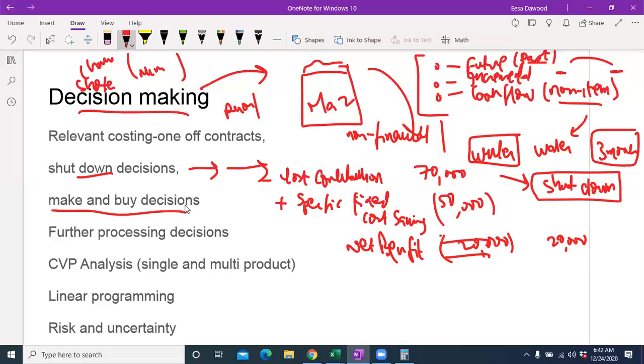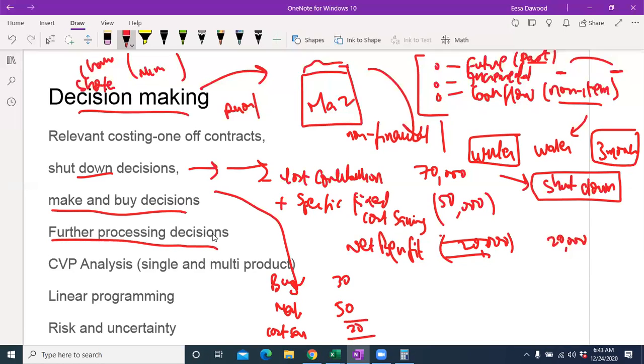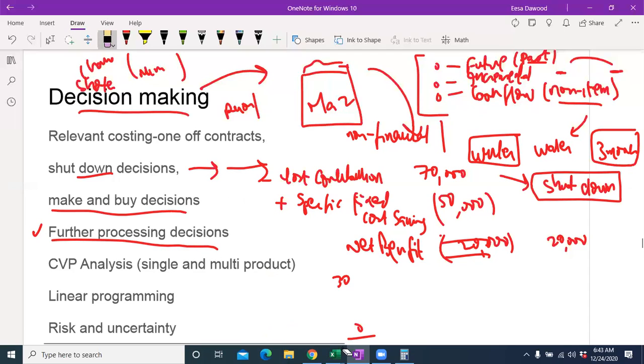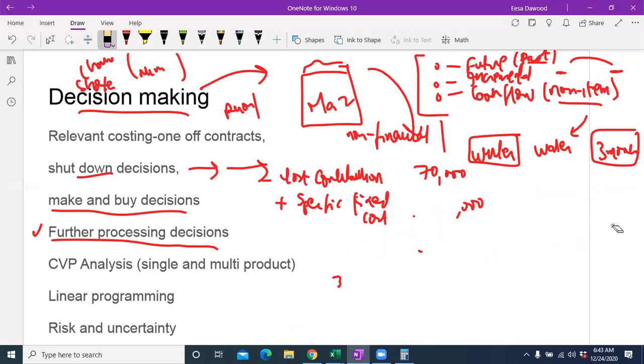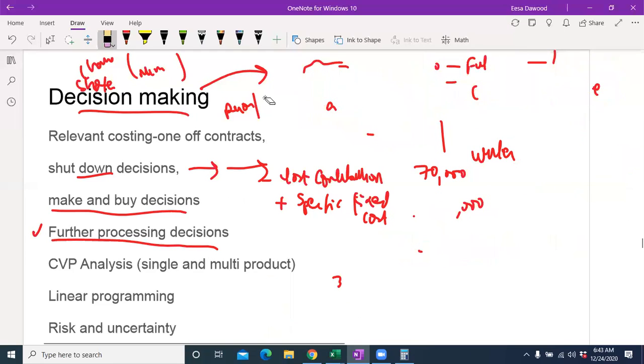And another kind of decision that you need to take is the make and buy decision. For example, if you make, it costs you 50, but if you buy, it costs you 30. So if you buy, definitely there is a cost saving of 20. All those decisions you need to take are make and buy decisions. Then there are further processing decisions. Further processing decisions are based upon, in process costing, joint products. You are familiar with the processing industry.